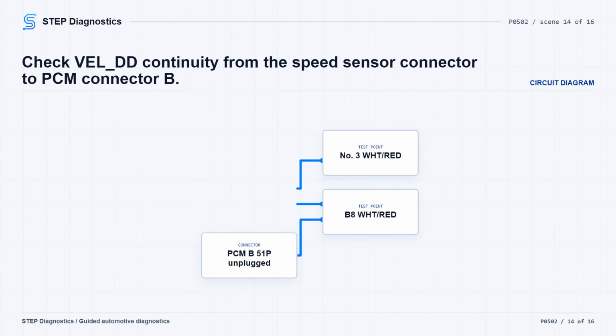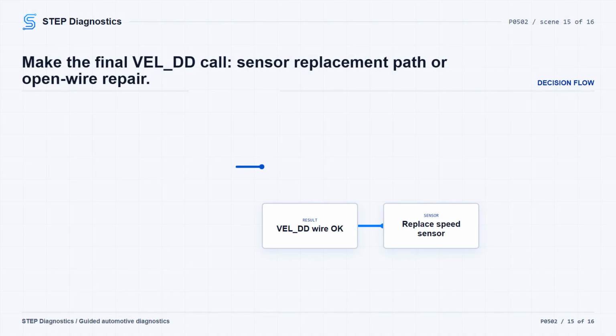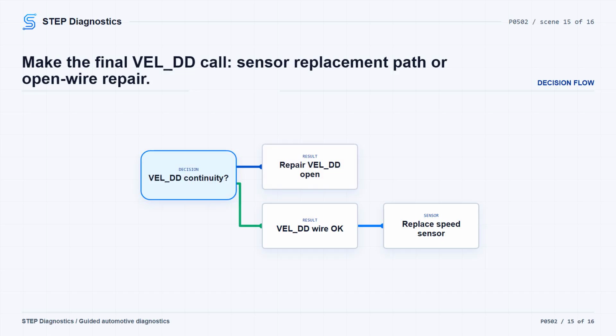Measure continuity between CVT speed sensor connector No. 3 WHT/RED and PCM connector B No. 8 WHT/RED. If there is continuity, the VELDD wire is okay. And the next action is to replace the CVT speed sensor. If there is no continuity, repair the open in the VELDD wire between the CVT speed sensor and the PCM.